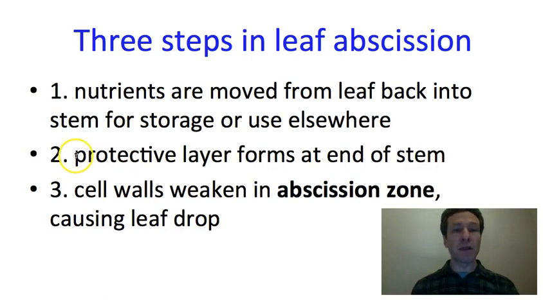This means that the plant will not give up valuable nutrients like phosphorus or nitrogen when it doesn't need to. Second, a protective layer will form at the end of the stem at the abscission zone, and this will protect the stem when the leaf does fall off, so there's not an opening through which infection can occur. And third, the cell walls will weaken in the abscission zone, causing the leaf to drop.